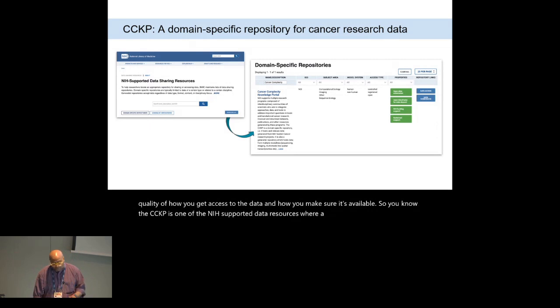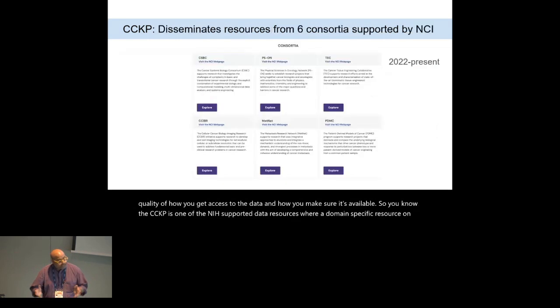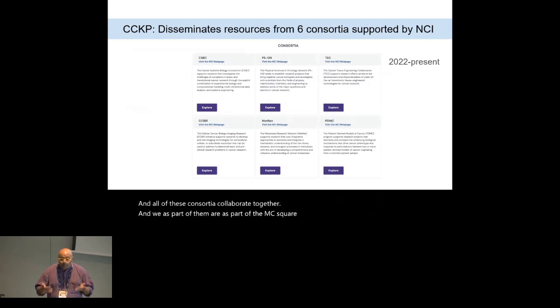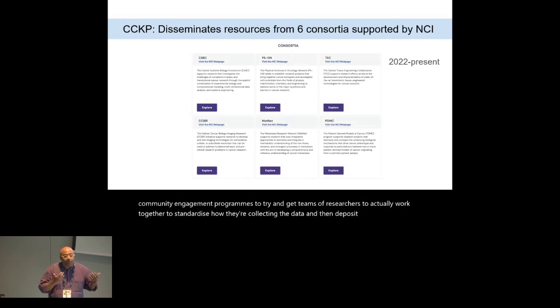We're a domain specific resource on cancer, and we disseminate datasets from multiple consortia funded by the NCI. All of these consortia collaborate together, and we, as part of the MC Squared project, run outreach programs and community engagement programs to get teams of researchers to work together to standardize how they're collecting the data, and then deposit that data in multiple NIH supported data resources. But the CCKP portal is the index, the front door to how you can get access to all of the data that's available in the ecosystem.